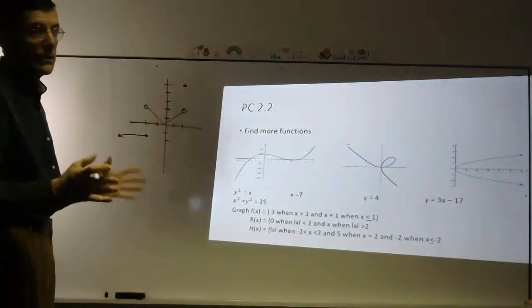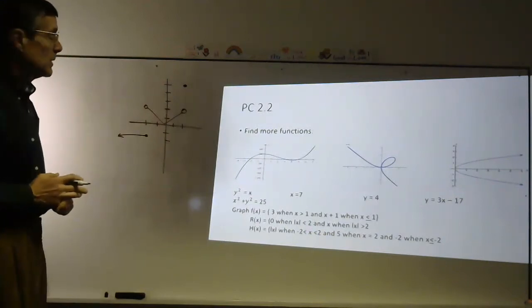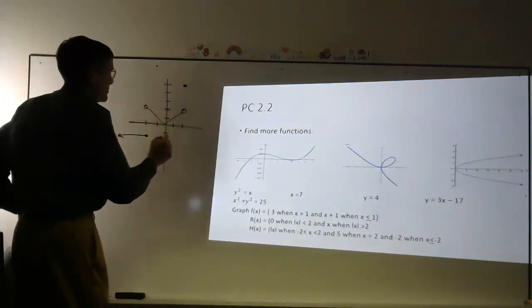What a weird looking graph. It is a function. It does pass the vertical line test. Let's talk domain and range.